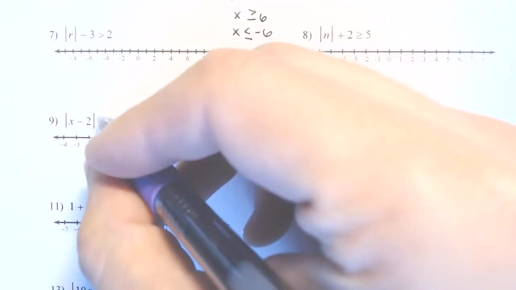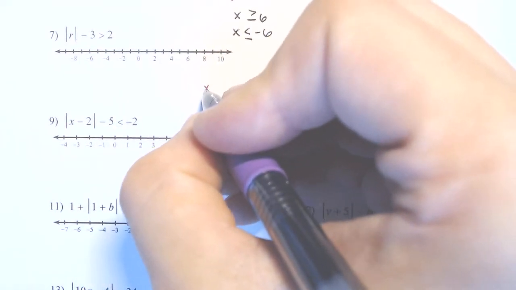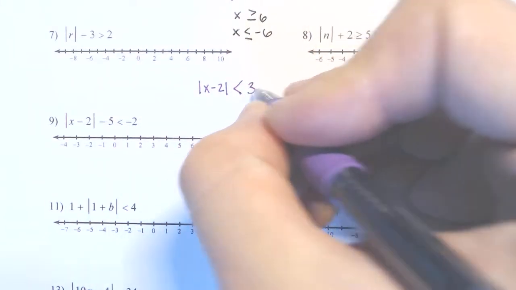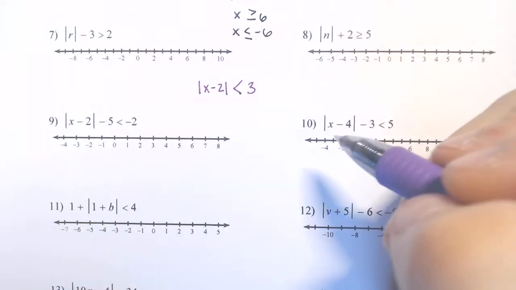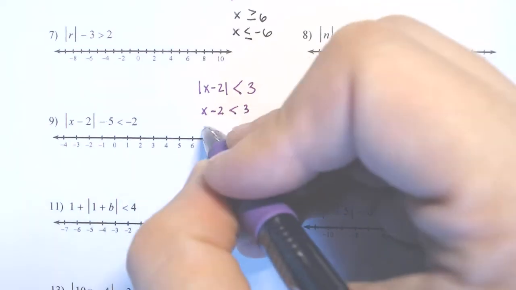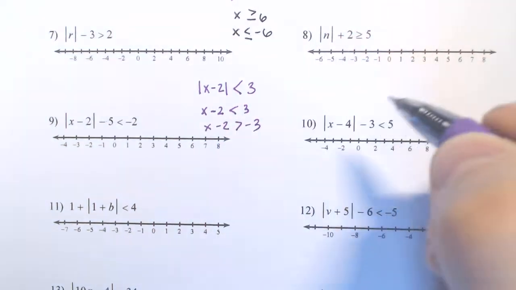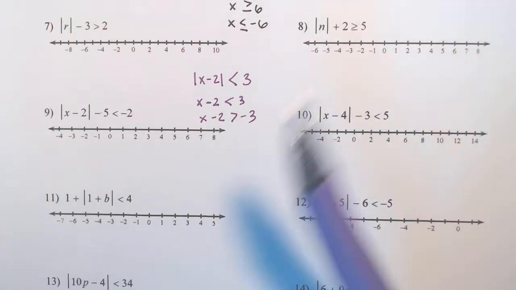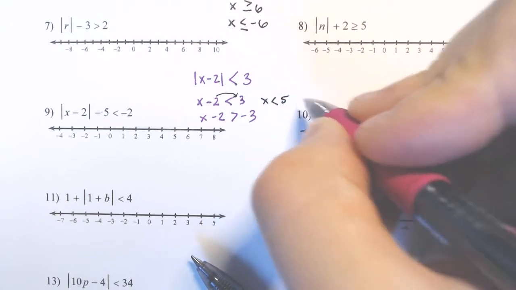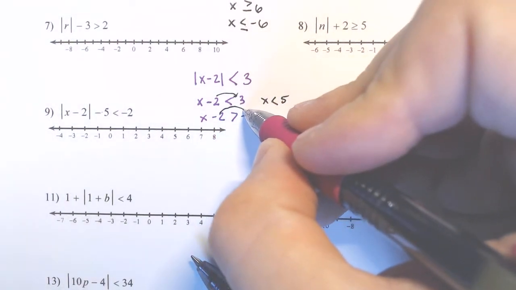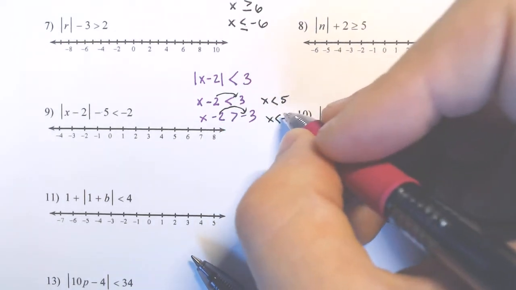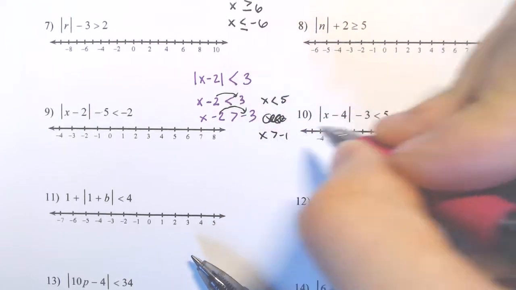I'm sad. Add 5. What happens if we add 5? We have x minus 2 absolute value. If I add 5, I get less than 3. So I added 5 over, and now I can drop the absolute value bars. X minus 2 less than 3. X minus 2 greater than -3. If I add 2 to that one, I get x is less than 5. If I add 2 to this one, -3 plus 2 makes -1. X is greater than -1.